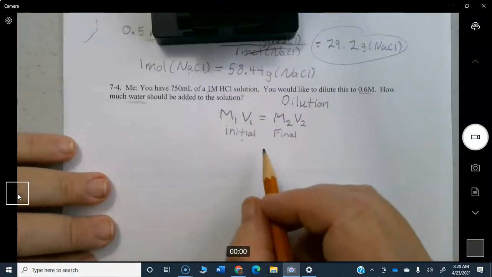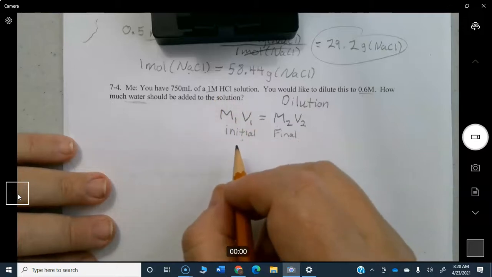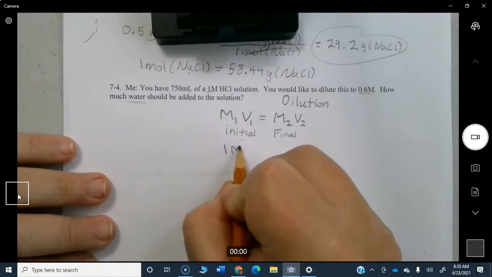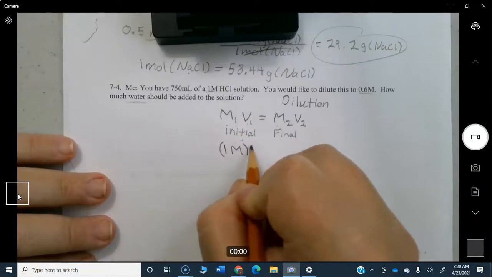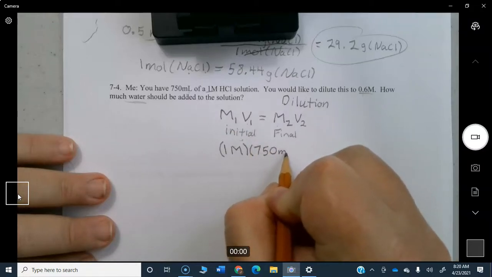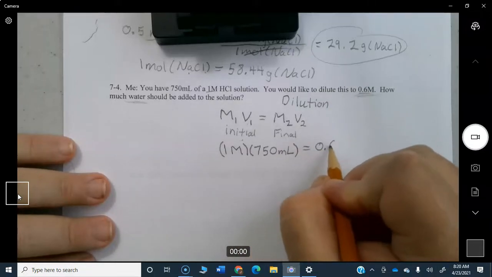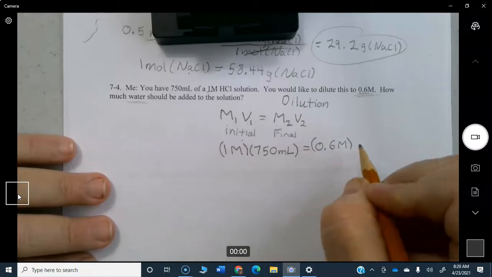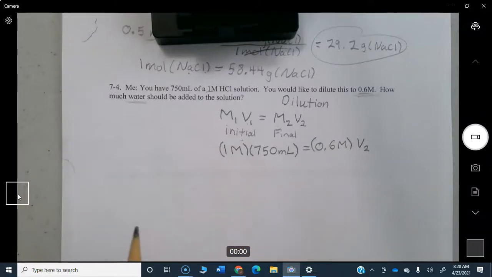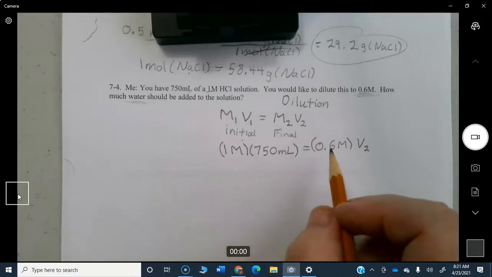It'll work. Okay, so what you have is 1 molar HCl, and you want to get to 0.6 molar, so it's simply going to be 1 molar times the volume, which is 750 milliliters. If you want to convert it to liters, you can, but that's going to cancel out. Equals, this is the molarity after. And then what you're trying to find out is what's that volume going to be after. Now be careful, there's a little bit of a trick at the end of this question. So 1 times 750 milliliters equals 0.6 times V2.